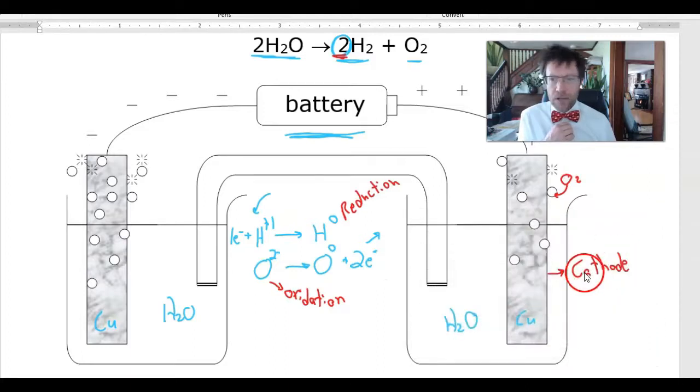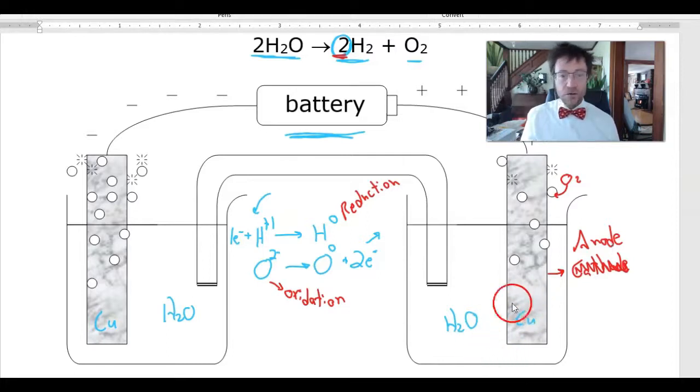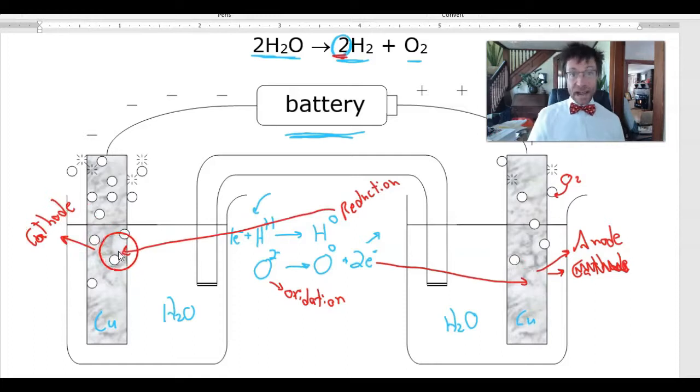Cathode. Wait, oxidation. Good catch. Anode. Man, I made a mistake. But I caught myself by saying LEO says GER, red cat and an ox, electrons roll downhill. Red cat and an ox. So if this is oxidation, it's got to be an anode. If this is reduction, red cat. Red cat and an ox. Bam.